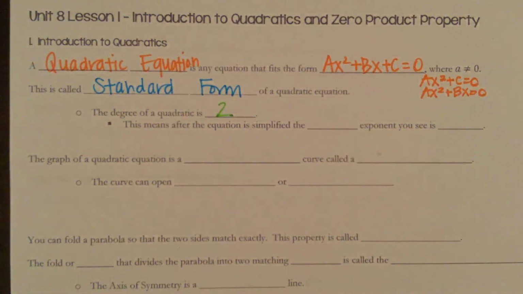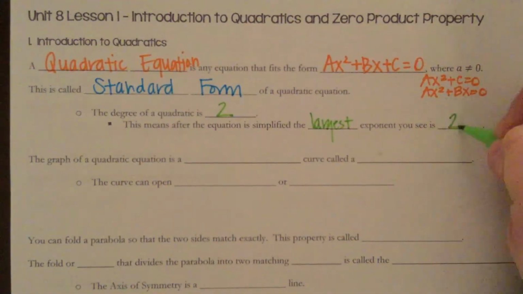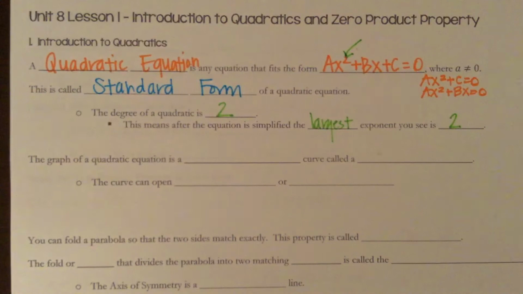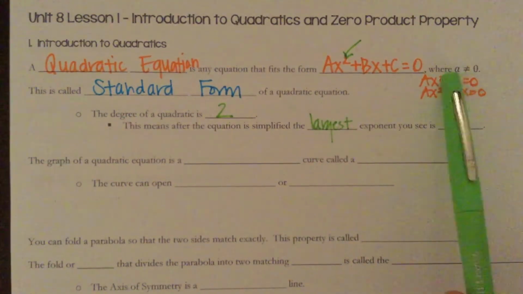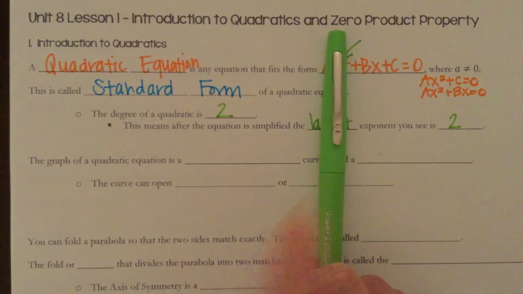Right? So we've talked previously about linear functions, and in a linear function, the largest exponent that we would see in the problem was a 1. In a quadratic function, the largest exponent that we are going to see in the problem is a 2. So we say the degree of a quadratic is 2, and that means that after the equation is completely simplified, the largest exponent we see in the problem is going to be a 2. So that squared right there is very, very important in making this a quadratic function. And that is why we say that a cannot be 0. Because if a was 0, this ax squared term would be gone, and we would be left with bx plus c, which is actually a linear function.